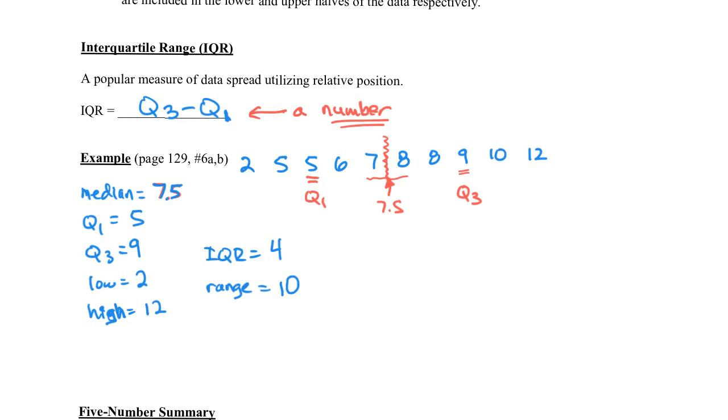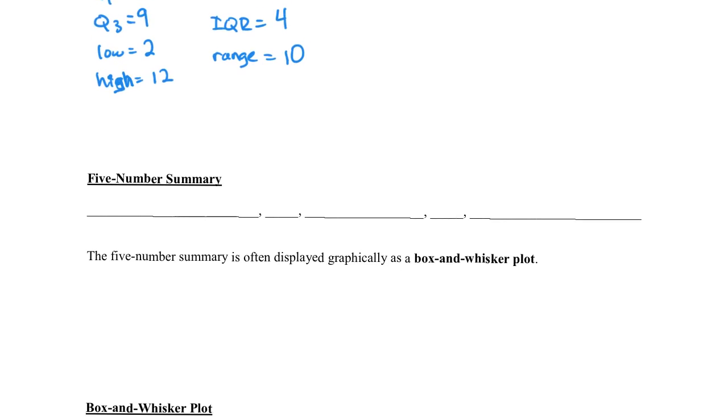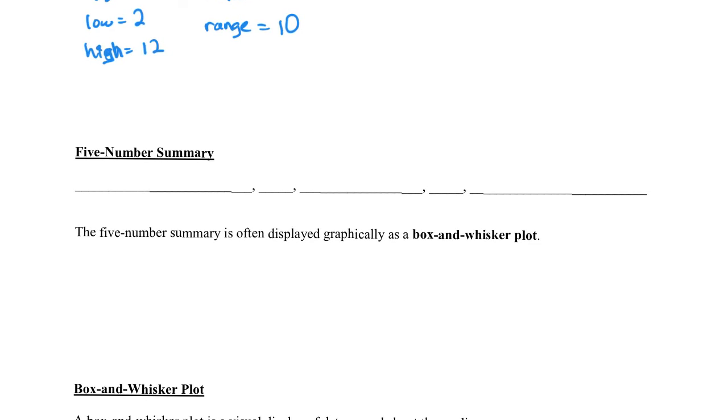So once we have this all calculated, we can talk about what's called the 5-number summary. And some of you, I'm sure, have heard of this from algebra classes. It's sometimes covered. It's the 5-number summary. I'll get started and see if you guys can fill in the rest.